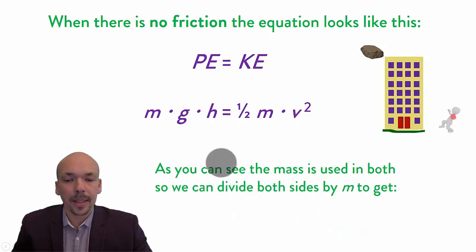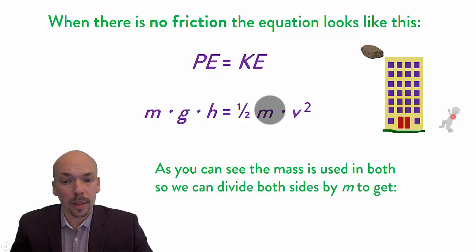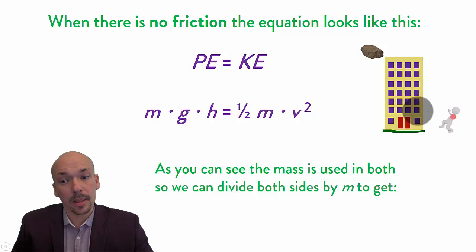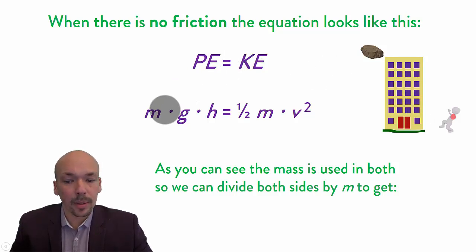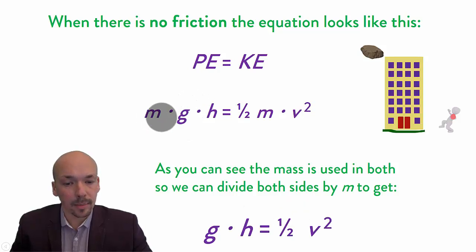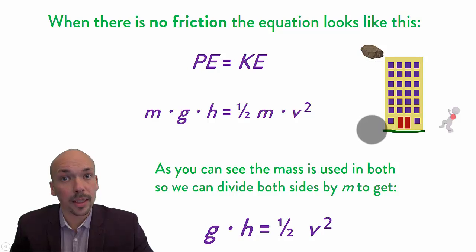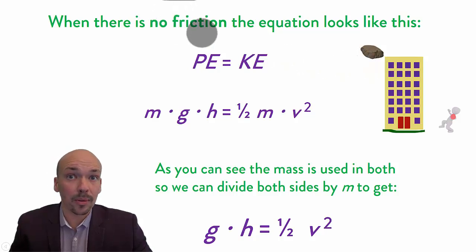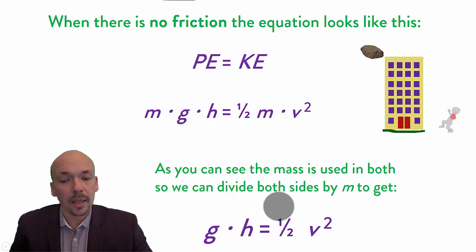As you can see, there is a mass in both of the equations. Usually when we drop something or when something goes up, the mass doesn't change. So we can divide both sides by the mass. If we do that, the mass disappears on both sides, and it will look like this. So actually the mass does not matter if something falls down. It will have a certain velocity here and it will always be the same, no matter what mass it is. This is of course only when there is no friction. When there is friction, it's not the case.